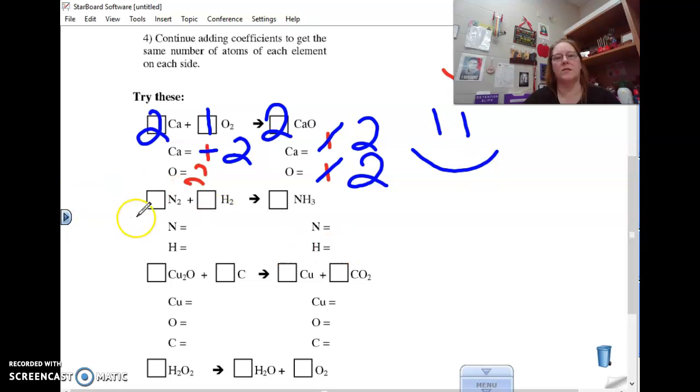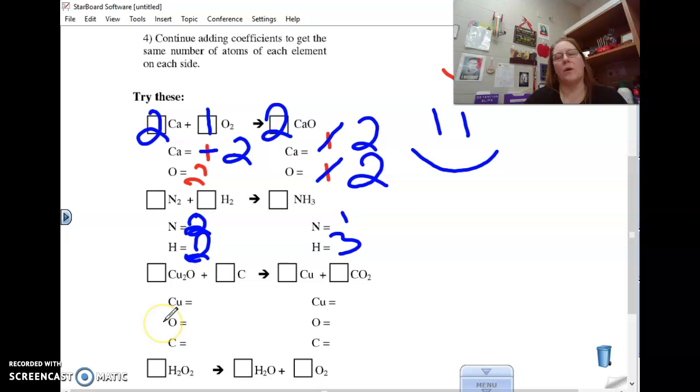All right, the next one, we have N2 plus H2 yields NH3. This is one of those where we have to think about whatever coefficient I put in front of these, it's going to double it, because the subscript is 2. So always do your accounting first. We have 2 nitrogens and 2 hydrogens. We have 1 nitrogen and 3 hydrogens over here.